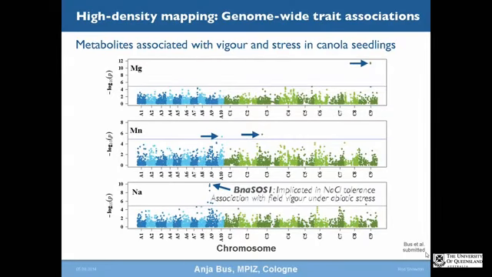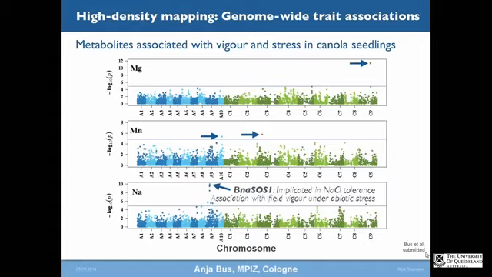Dave and Jackie were also involved in developing this array. And this has been really, really powerful for genome-wide association studies in canola. There are a couple of examples which I could show. I've just pulled one out. This is an analysis of seedling metabolites, which are implicated in this early germination and especially vigor response.